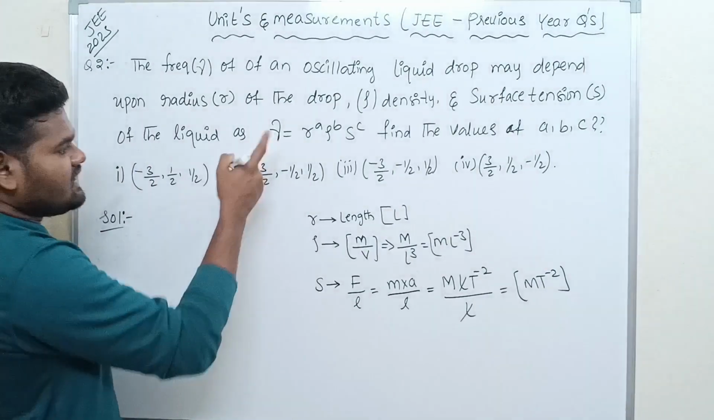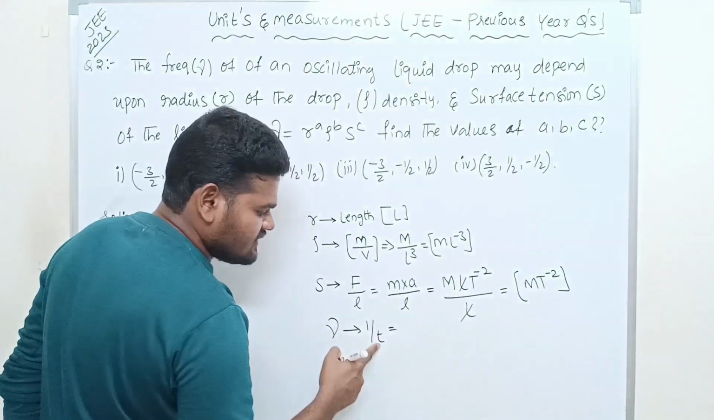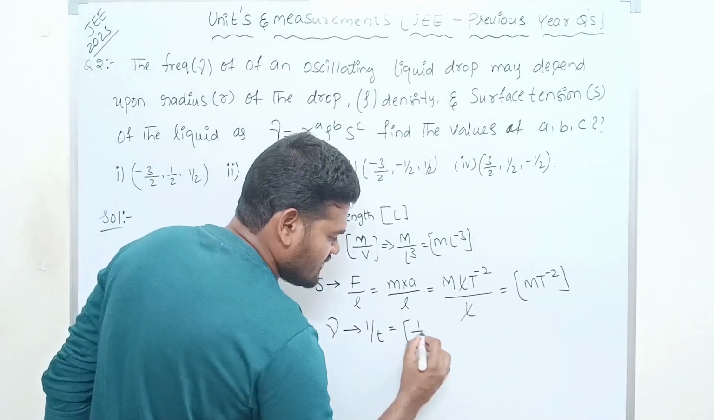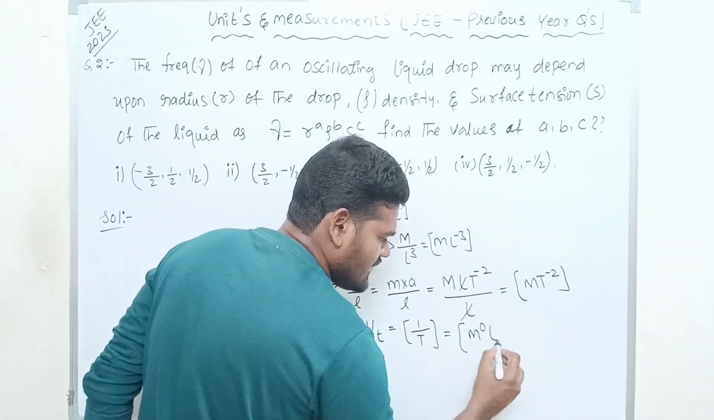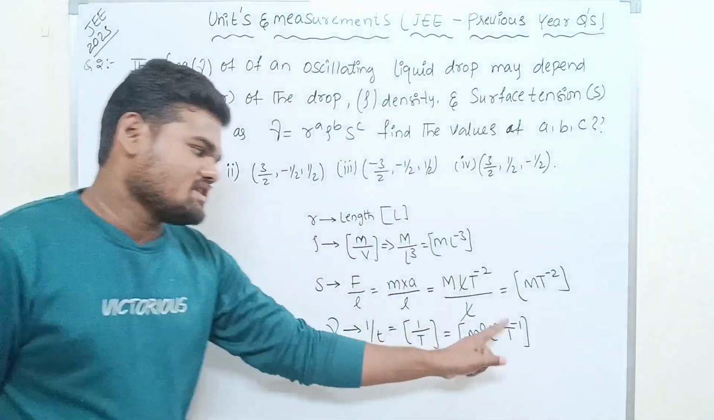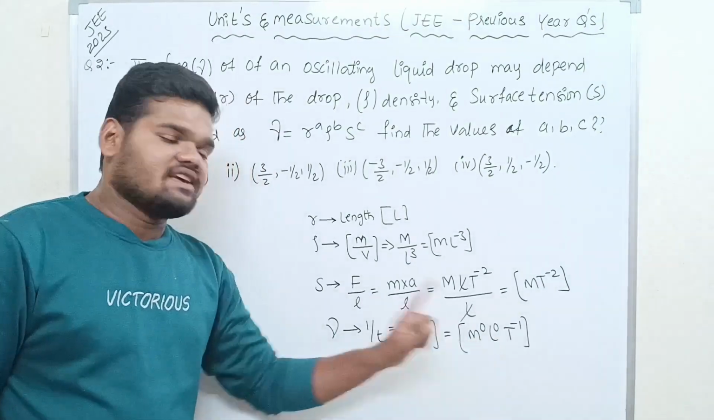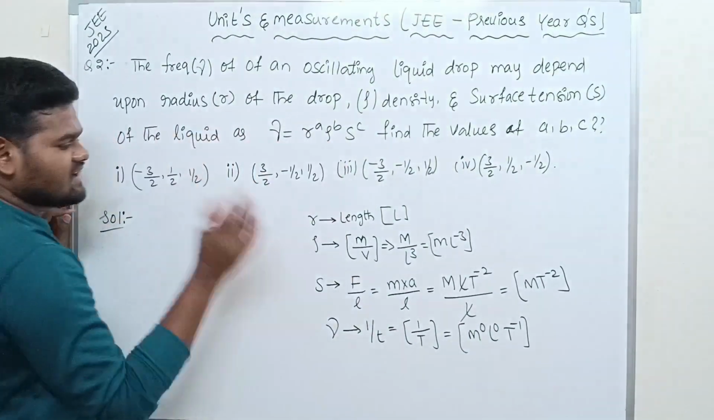Next, frequency. What is frequency? Reciprocal of time period. So 1 by T, which can also be written as M power 0, L power 0, T power minus 1. If T comes to the numerator, it becomes T power minus 1. No mass term is there, no length term is there. Now just substitute these values here.